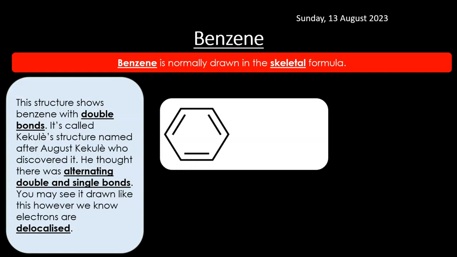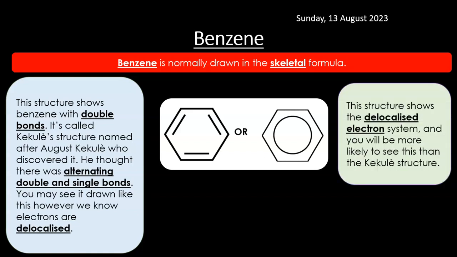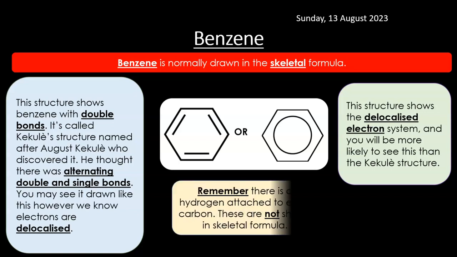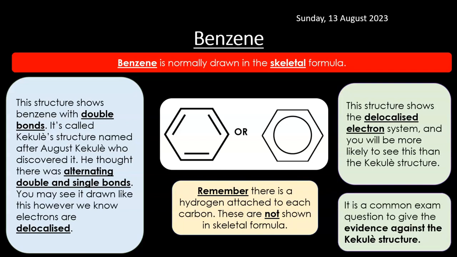Kekulé's structure, which we can represent as 3 doubles and 3 singles, and we now have a modern representation of the hexagon with the circle inside it, representing the modern delocalized structure. Remember, of course, there is a hydrogen attached to each carbon in a sigma bond, and in a skeletal picture such as this, we don't show them.